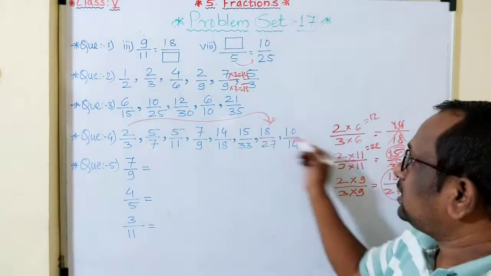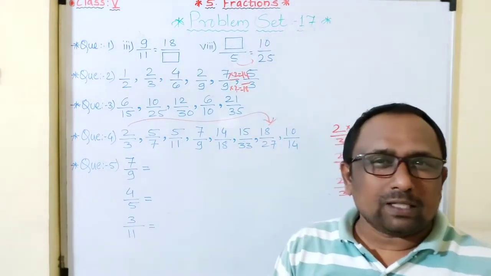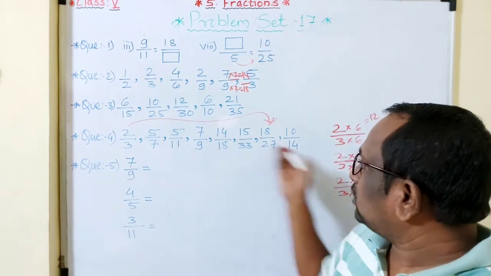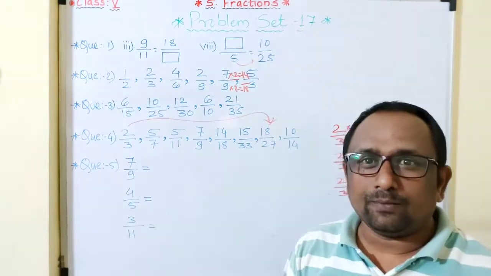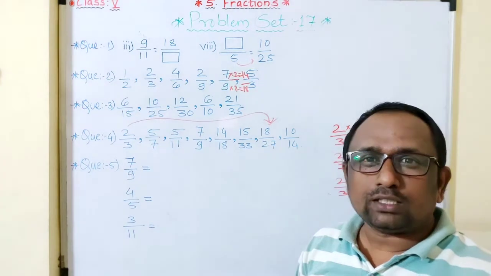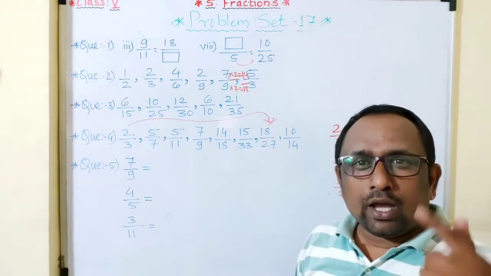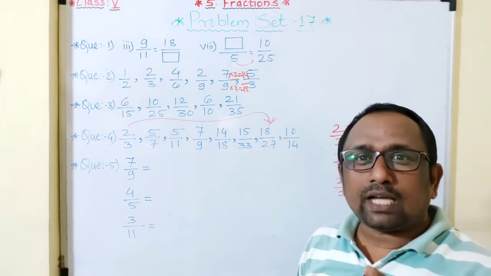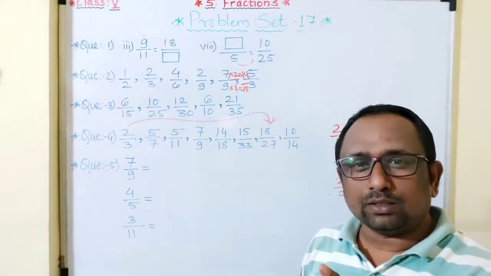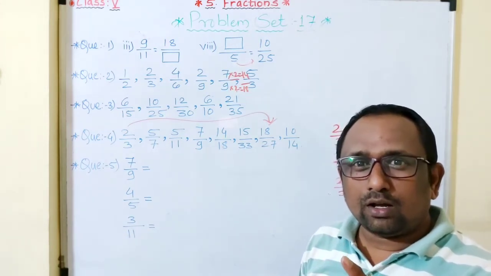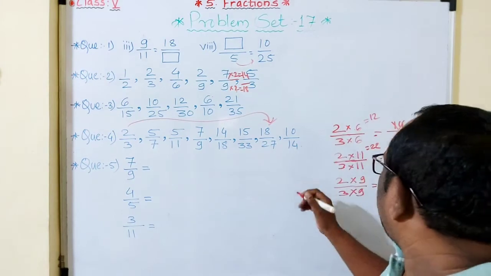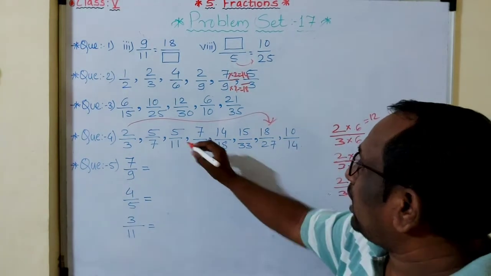Okay. You have to check each and every one. If your tables are perfect, then you can solve this very fast. Okay. So tables are a must, students. In this period, every day you have to write the tables at least one time, 2 to 30 tables. Okay. Do this now.